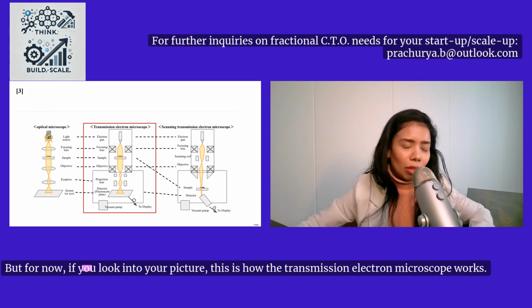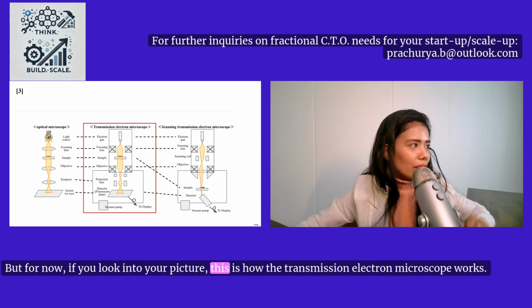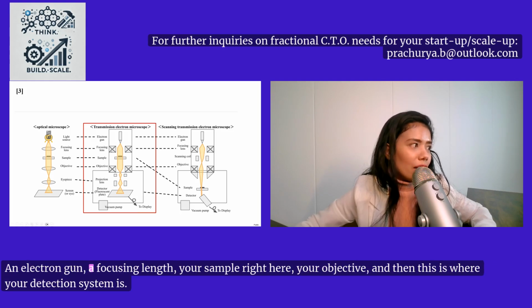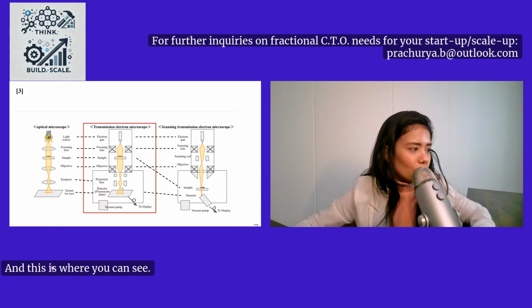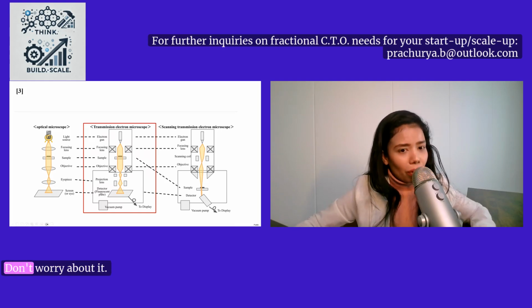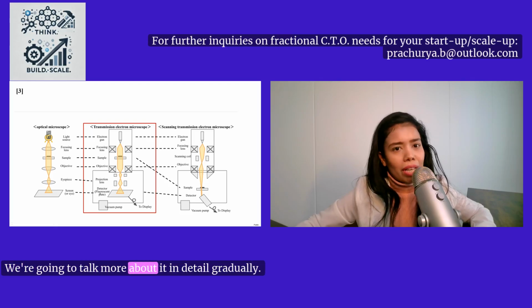But for now, if you look at your picture, this is how the transmission electron microscope works. An electron gun, a focusing lens, your sample right here, your objective, and then this is where your detection system is, and this is where you can see. Don't worry about it. We're going to talk more about it in detail gradually.